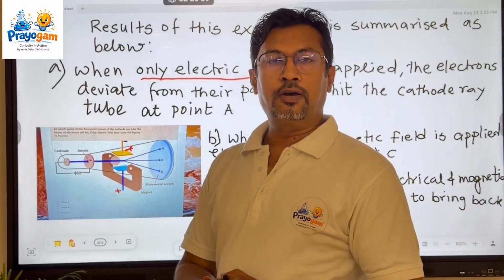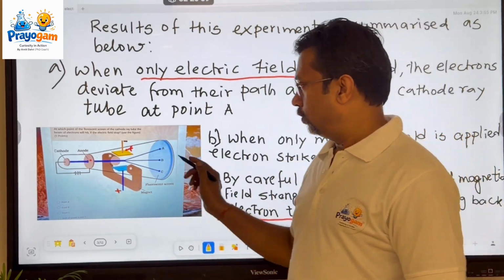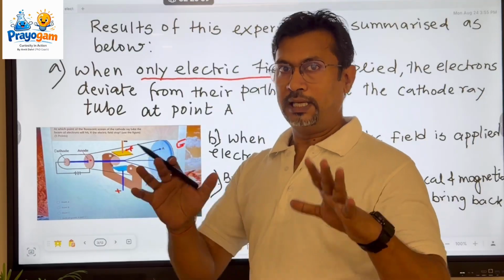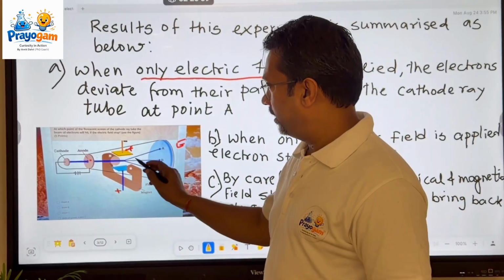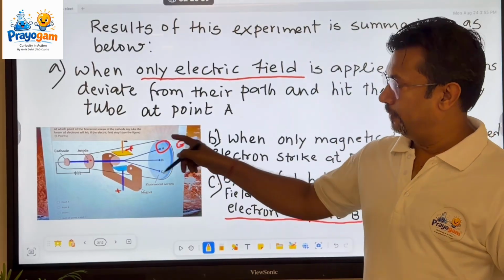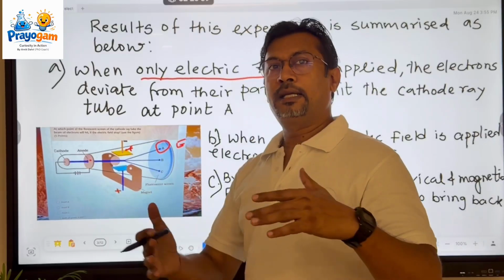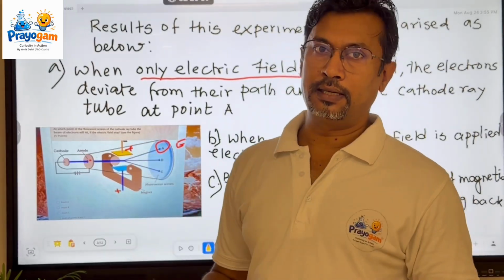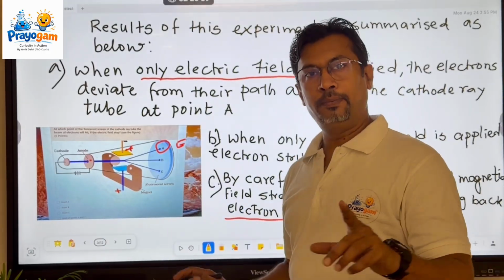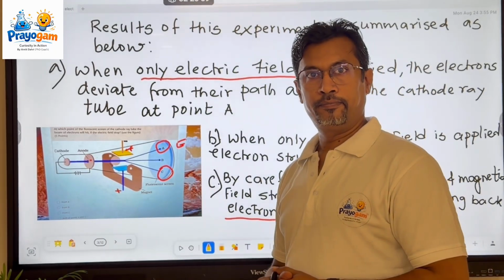So what he observed कि cathode rays जब पास होना शुरू कर दिए तो when only electric field was applied, cathode rays hit the point A. कहाँ गए बच्चे cathode rays? A point पे hit किया. बाद में इलेक्ट्रिक फील्ड बंद करके उन्होंने मैग्नेटिक फील्ड अप्लाई किया. When magnetic field was applied, cathode ray hit the point C, right?